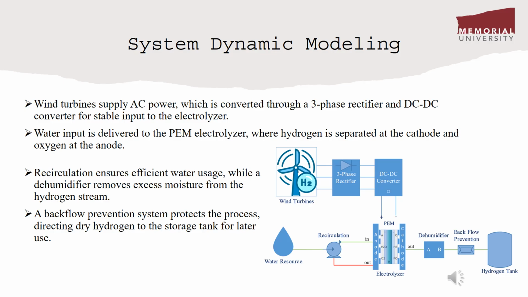Water from the natural or treated source is fed into the electrolyzer. Inside it undergoes electrolysis, splitting into hydrogen at the cathode and oxygen at the anode. To make the process more efficient, a recirculation pump is used to reuse water, and a dehumidifier ensures the hydrogen is dry before moving forward. Finally, a backflow prevention valve ensures gas flows safely into the hydrogen storage tank, where it is held for later distribution or use.